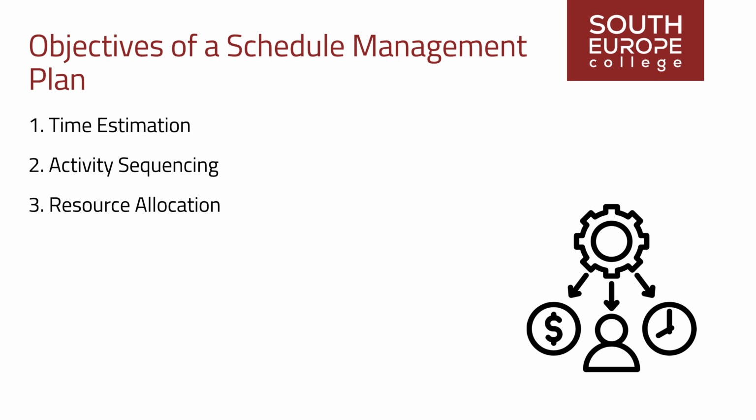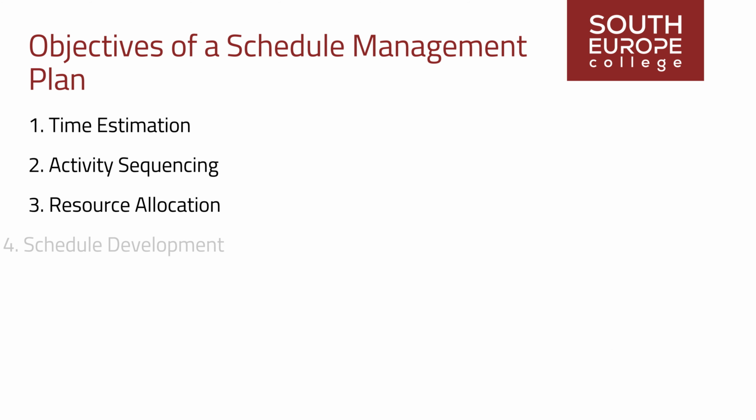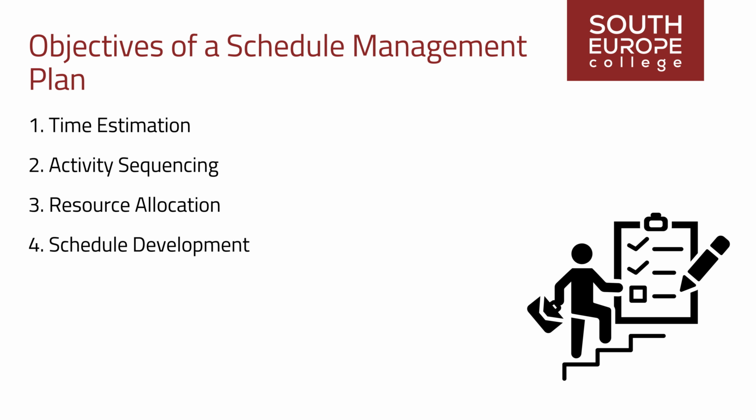3. Resource allocation. In tandem with the resource management plan, the schedule management plan addresses how resources will be allocated to project activities. It harmonizes resource allocation with the project schedule, mitigating bottlenecks through leveling resources and enhancing overall project efficiency. 4. Schedule development. Providing a roadmap for creating the project schedule, the plan details the identification of critical paths, milestones, and key deliverables. It offers guidance on structuring the schedule for clarity and effectiveness.